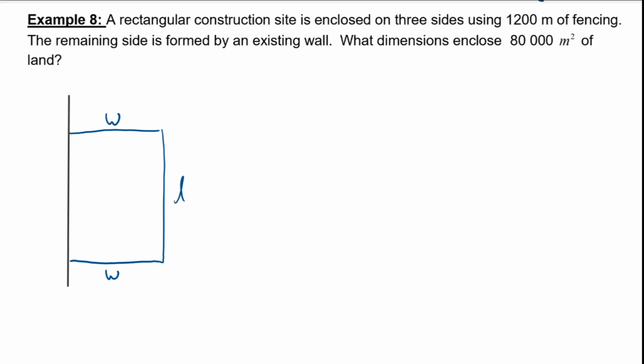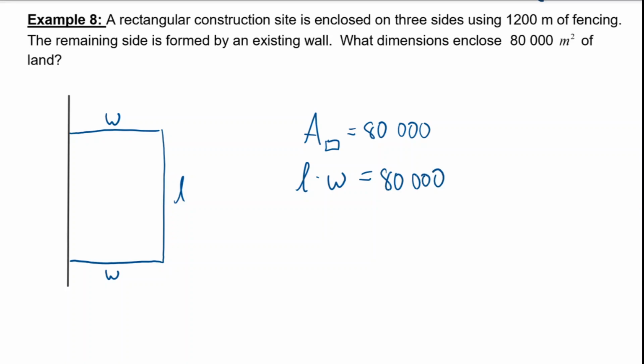So it's asking what dimensions enclose 80,000 meters squared of land. What we're trying to do is find the length and the width. We're given that the area of the enclosure is going to be 80,000 meters squared. The area can be given by length times width because it's a rectangle.